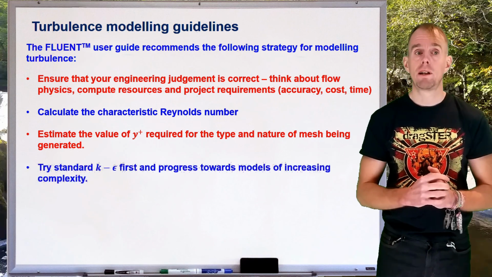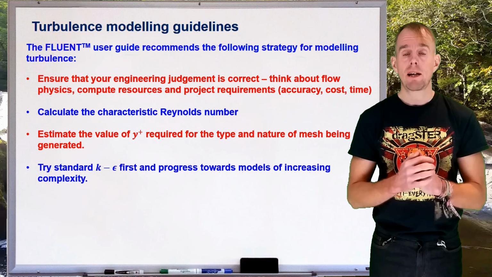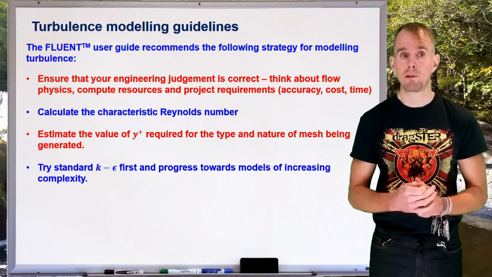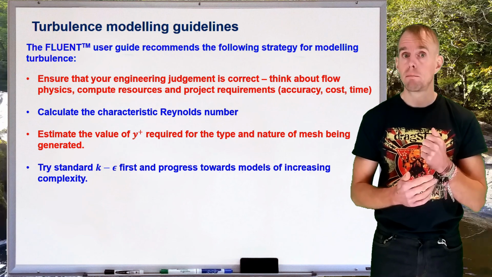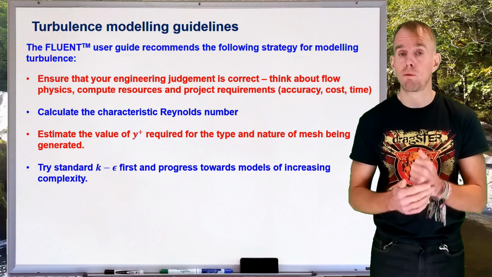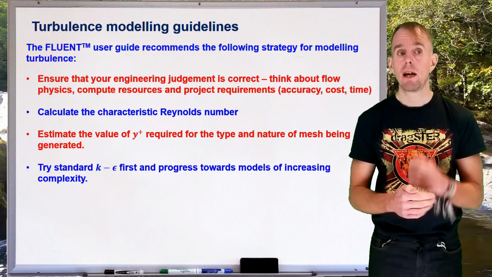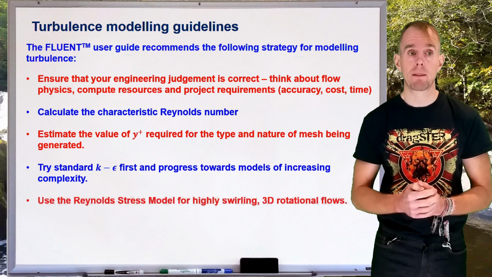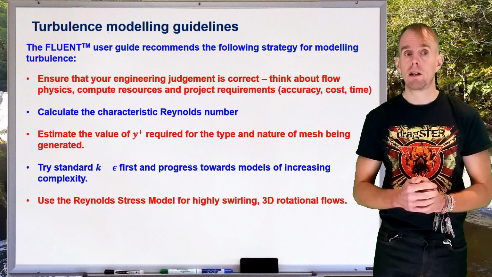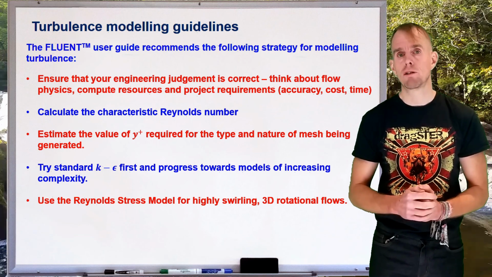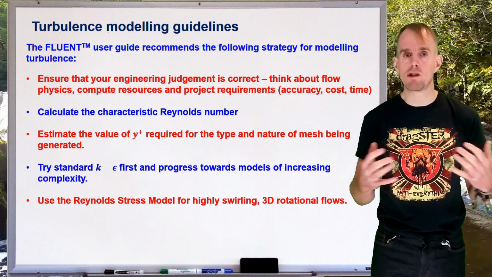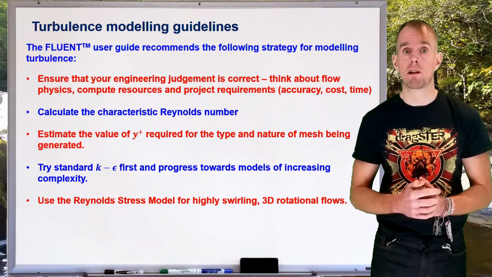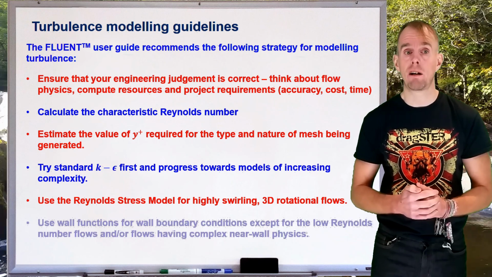Your first port of call is k-epsilon. Try k-epsilon, see how it performs. It may not be the most accurate model for your purposes, but it might be the simplest that you need to solve the problem that you're trying to solve. If it's not, then try models of increasing complexity. Use the Reynolds stress model if you've got highly swirling, three-dimensionally rotational flows. So impinging jets of gases, for example, work very nicely with Reynolds stress, but it takes a long time to solve and a higher compute overhead.